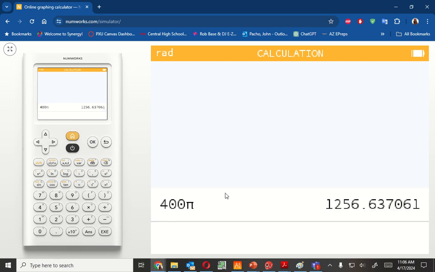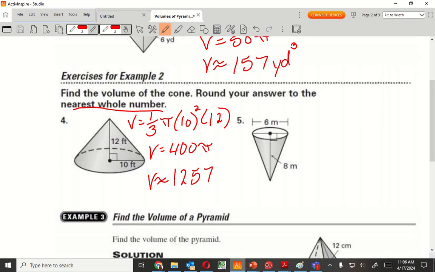There we go. So, right here, 1256.6. This 6 is 5 or greater, right? So that makes this one go up to 7. So, yes, you had it. Thank you. And for all those people that did not get it, you had to make sure on that part right there. All right, and that's going to be in feet cubed.